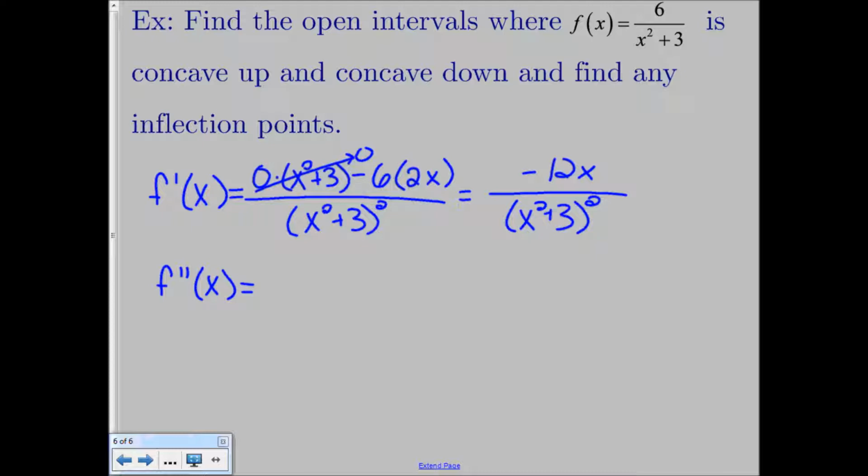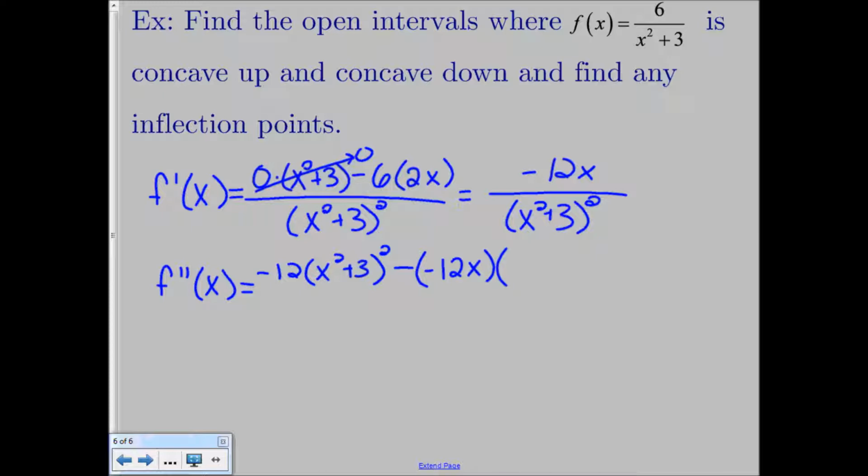So again, quotient rule starts off derivative of the top, so negative 12 times the bottom rather, so x squared plus 3 all squared, minus the top, so negative 12x, times the derivative of the bottom.